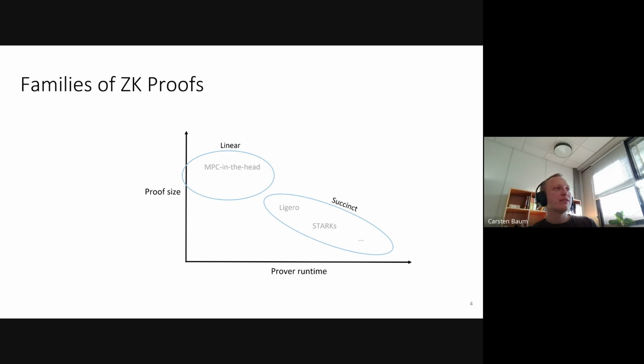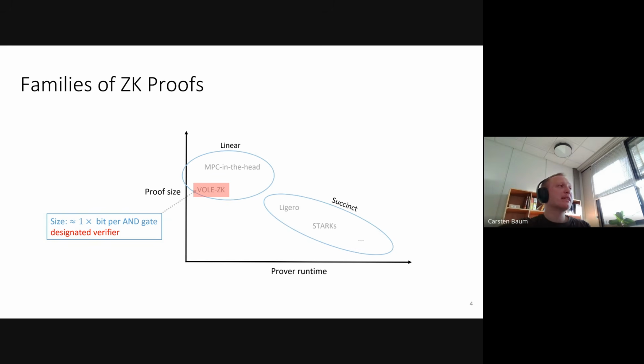And the state of the art there was MPC in the head for a long time, among other proof systems, and then recently VOLE-based zero knowledge came as another solution to that. And here I mentioned only proof systems that are post-quantum secure. Of course, you can do a lot with elliptic curves and pairings, but I don't mention that here because I only care about the post-quantum setting.